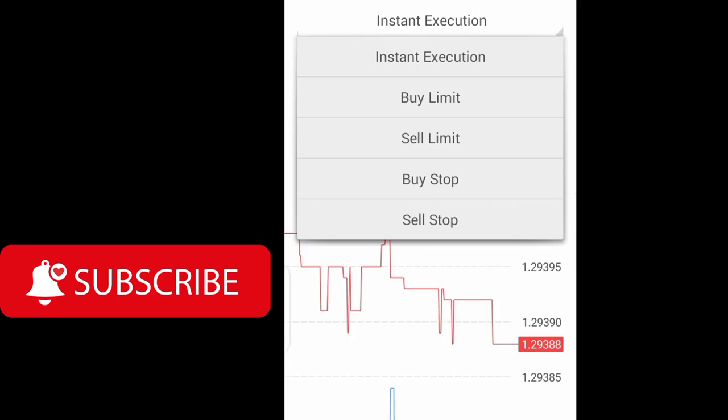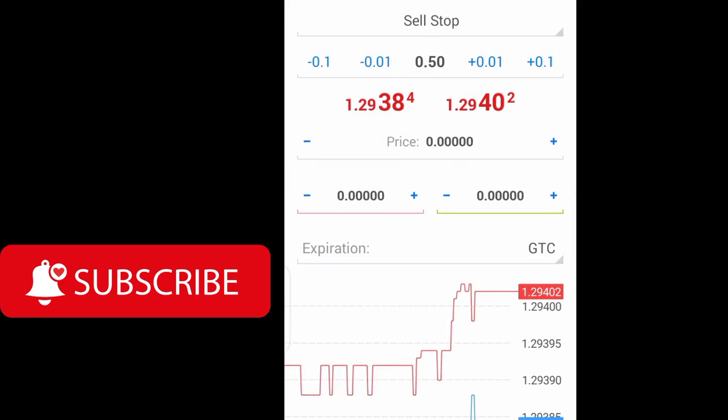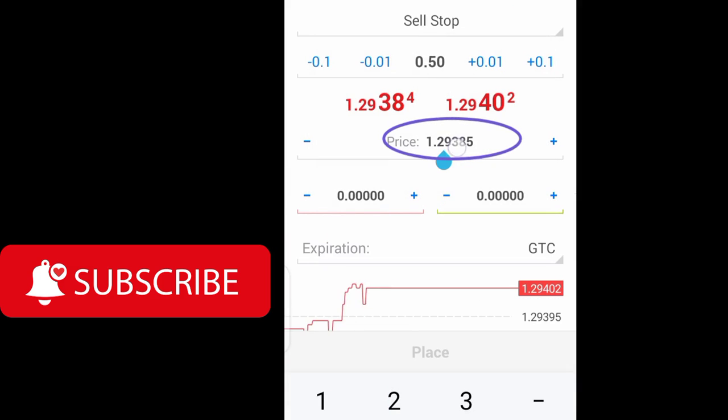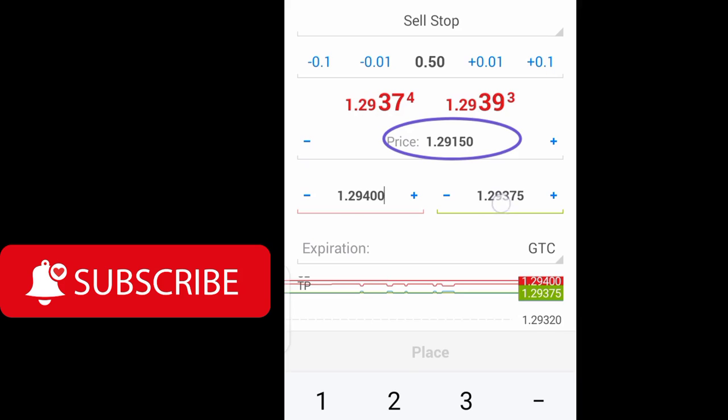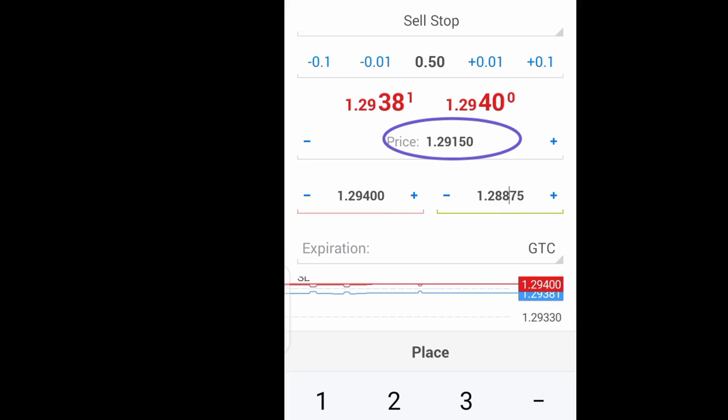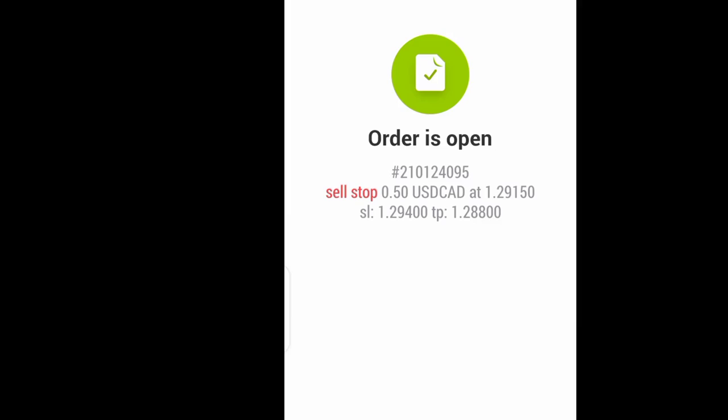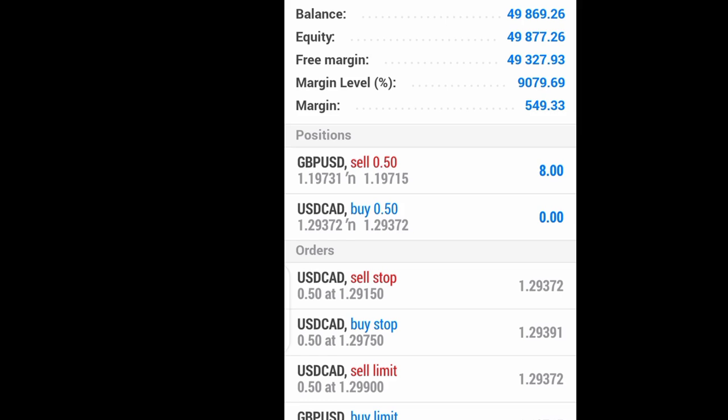The same goes for a sell stop. In a sell stop, your entry price should be somewhere below the current price. Then your stop loss should be above this entry price. My take profit will be below the entry price, which may be 1.2880. So I can place that too. So this is how you set your stop loss and your take profits in any type of order, whether it is a buy order, sell order, buy stop, buy limit, sell limit, or sell stop.